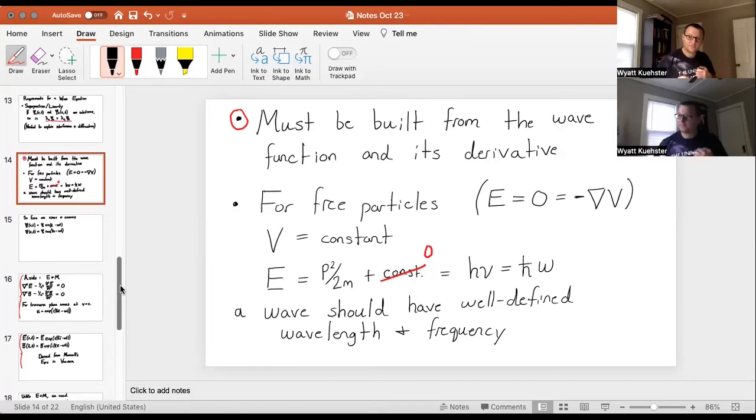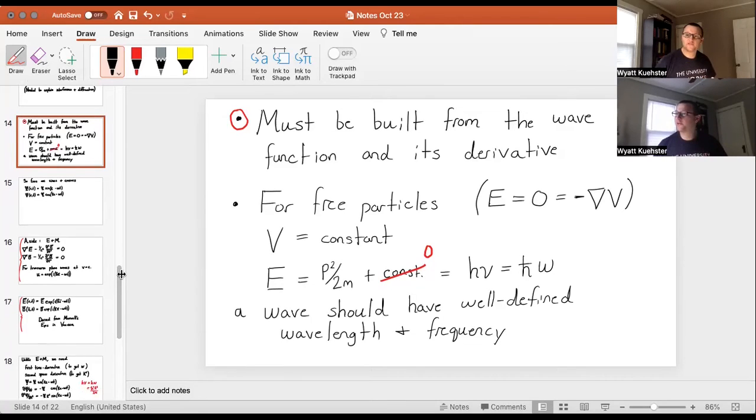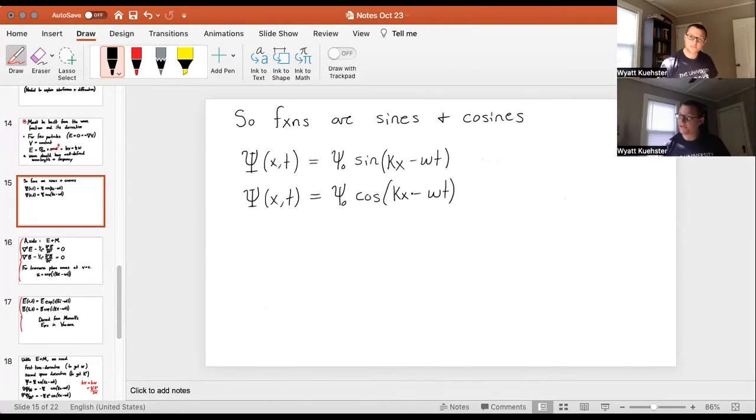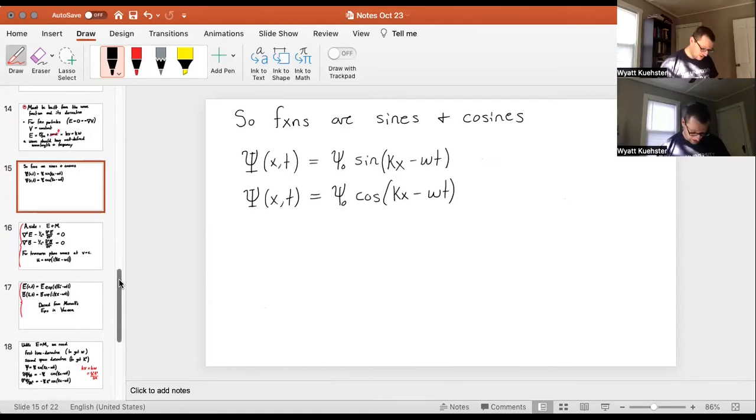Okay, so a free particle should have a well-defined wavelength and a well-defined frequency. And what are the functions with well-defined wavelength and well-defined frequency? Those are sine and cosine waves. So those functions are sine of kx minus omega t and cosine of kx minus omega t. These are traveling plane waves traveling in the x direction. In general, any function with a well-defined frequency and wavelength is going to be some linear combination of these two functions.